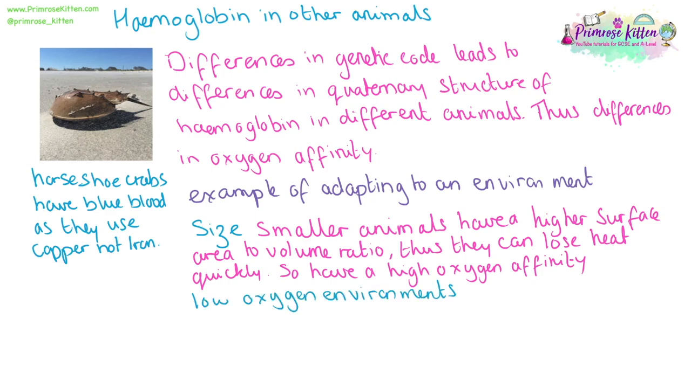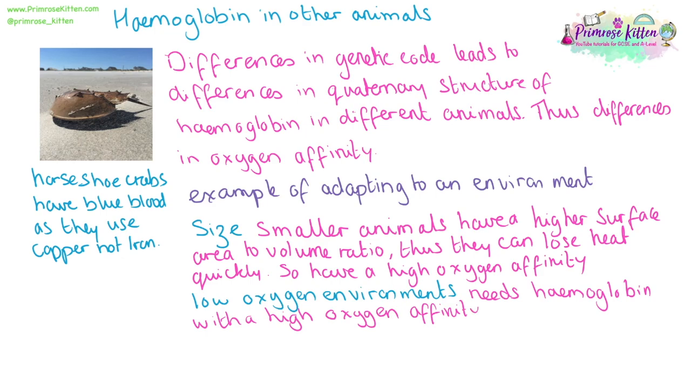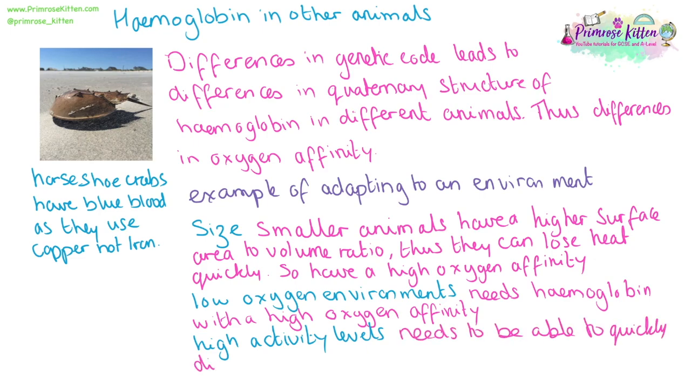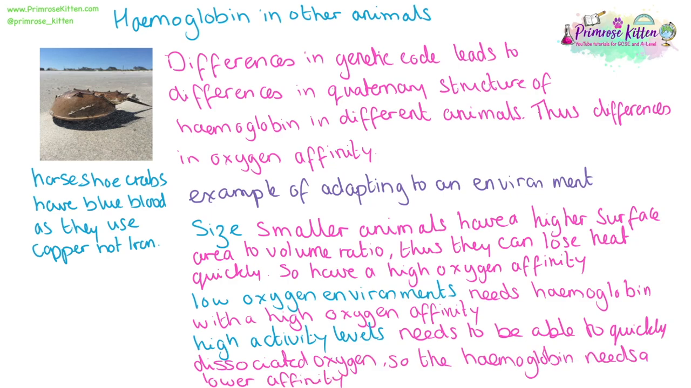If an animal lives in a low oxygen environment, it needs hemoglobin with a high oxygen affinity. If an animal has high activity levels, it needs to be able to quickly dissociate oxygen. So the hemoglobin needs a lower oxygen affinity.